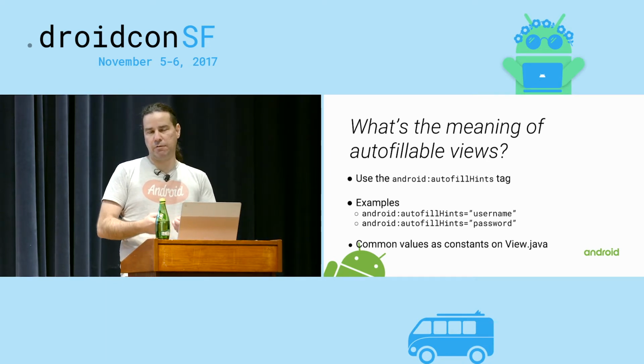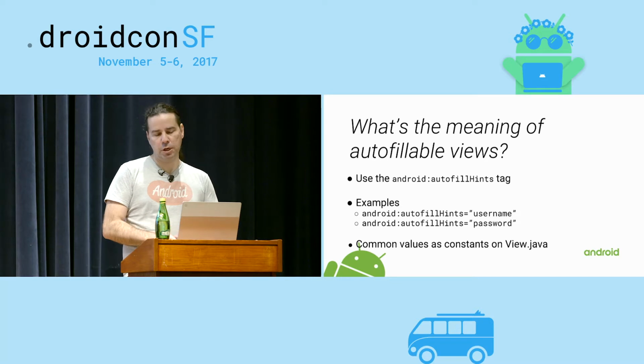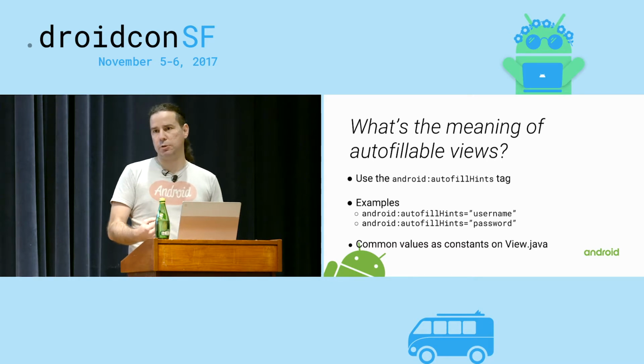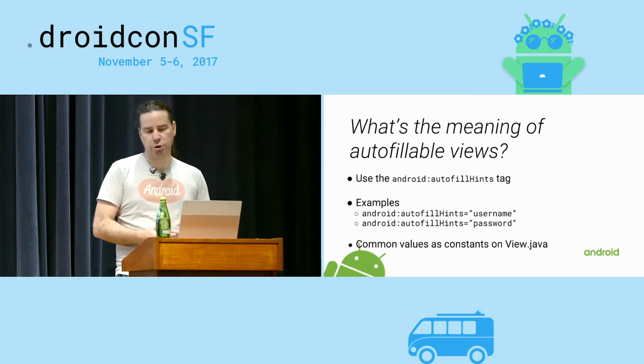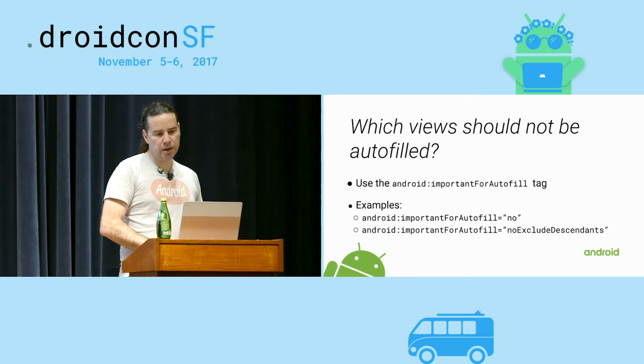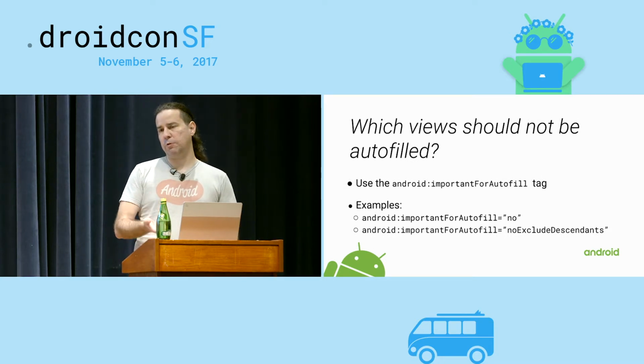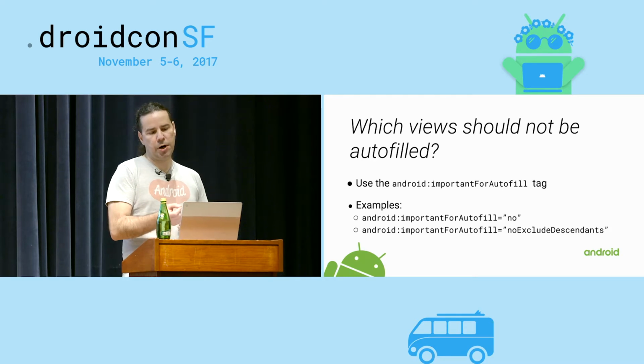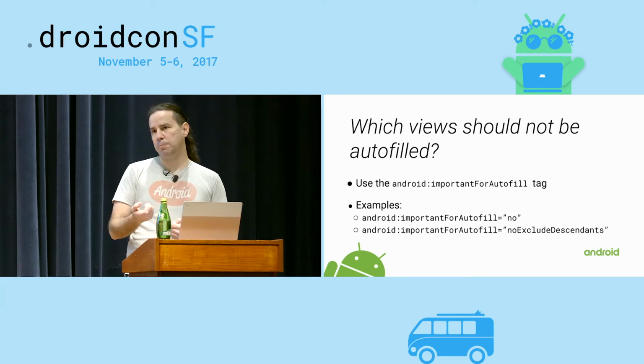So to avoid this kind of miscommunication problem, we offer constants for the most common values on View.java. If you go to View.java and look for the AUTOFILL_HINT_ something, these are values that the service should understand, and they cover the majority of the cases. For the other problem, if you need to tell the service, hey, don't bother autofilling this view, you can use the Android importantForAutofill tag and say no.